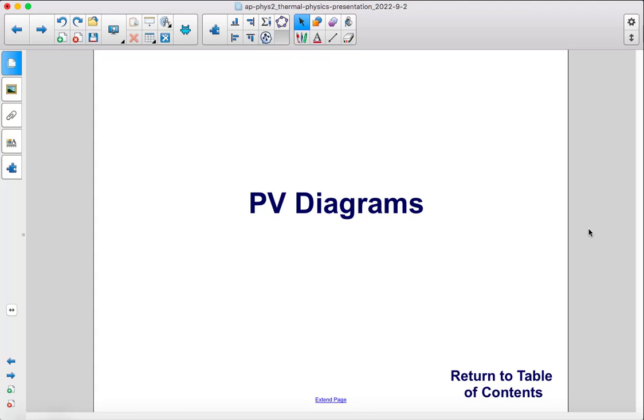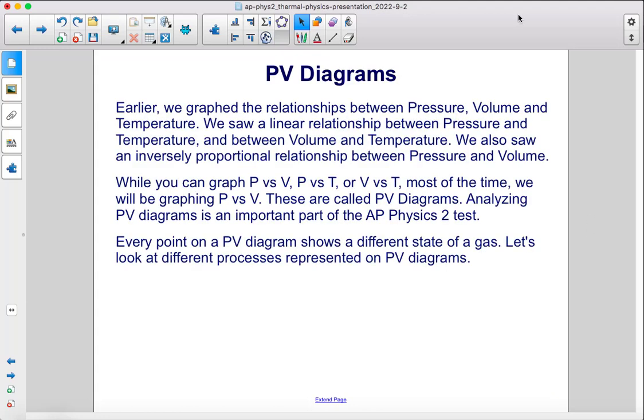PV diagrams. Earlier, we graphed the relationships between pressure, volume, and temperature. We saw a linear relationship between pressure and temperature and between volume and temperature. We also saw an inversely proportional relationship between pressure and volume.